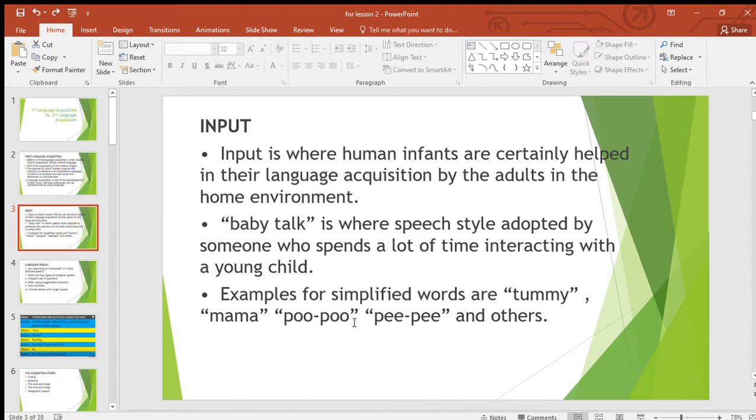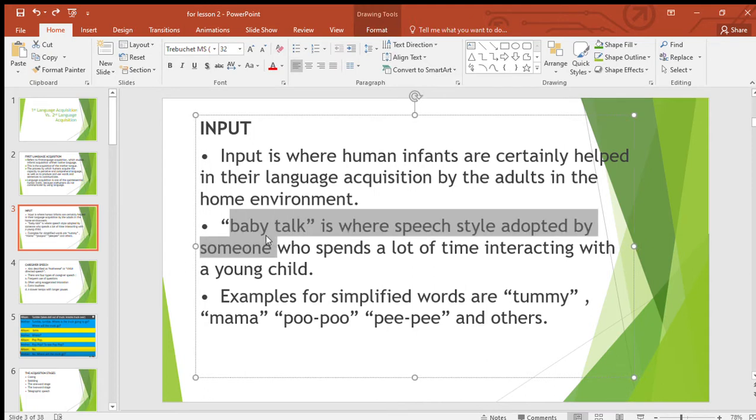So in first language acquisition, when we say input, it is how human infants learn, how they understand, how they develop language. It is our way of helping them. So this is what we call the input. And in input, how are we helping them learn language? By baby talk.